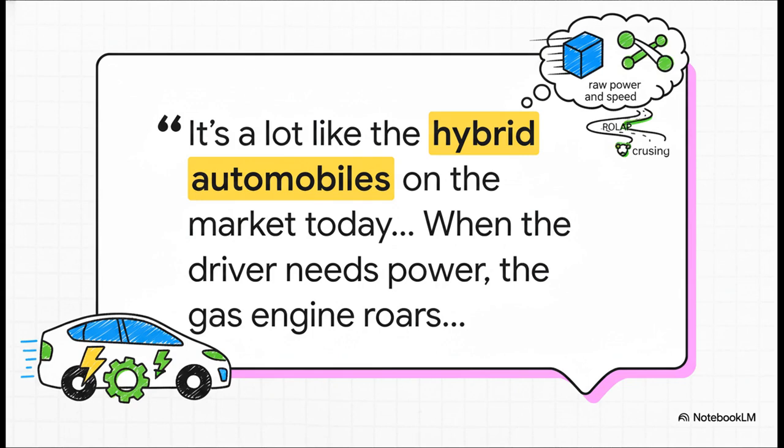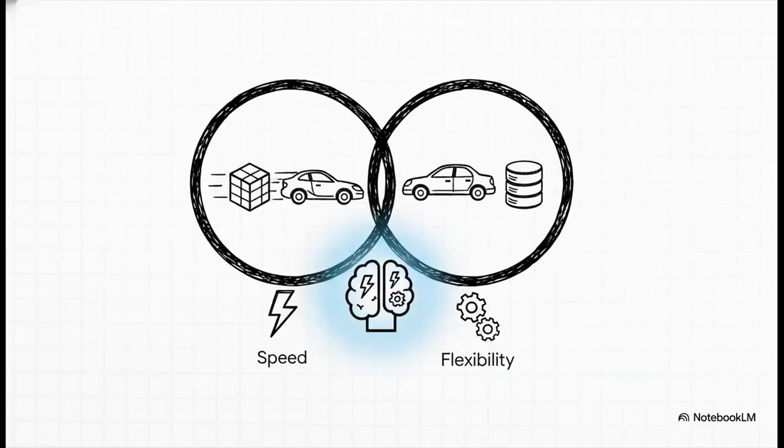And the book has this perfect analogy for it. It says it's a lot like a hybrid car. When you need that raw power, the gas-guzzling engine, the MOLAP part, roars to life. But when you're just cruising along, it switches over to the more efficient electric motor, the ROLAP part. It's pretty easy to see the benefit, right? With HOLAP, you really do get the best of both worlds. You get that high-performance speed when you really need it, and you get that flexible, easy access for everything else. It's just a really smart solution that adapts to whatever you need to do.